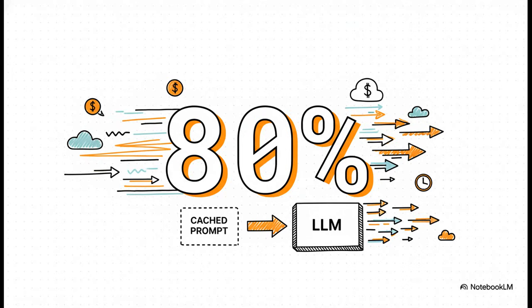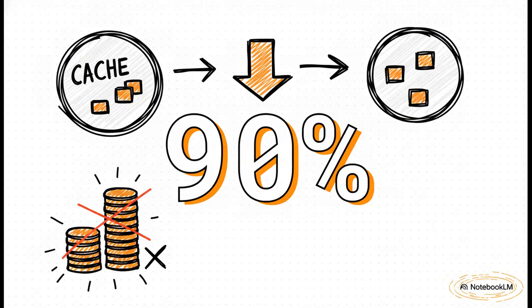For prompts that have these big, repetitive beginnings, you can see your time to first token, which is a really key measure of how fast your app feels, drop by as much as 80%. That is a massive improvement to the user experience. And then there's the money, and this is where it gets really incredible. Since the model isn't reprocessing all those initial tokens, you're not paying for them. In the right situations, you can literally eliminate up to 90% of your input token costs.